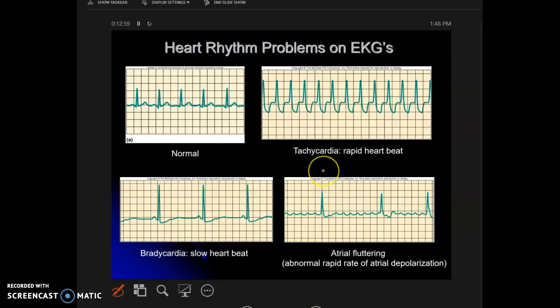Here is tachycardia, a very rapid heartbeat. Brady means slow, a slow heartbeat. And then there's something called atrial fluttering. Do you see that here there is a flutter, which is a rapid rate of atrial depolarization.